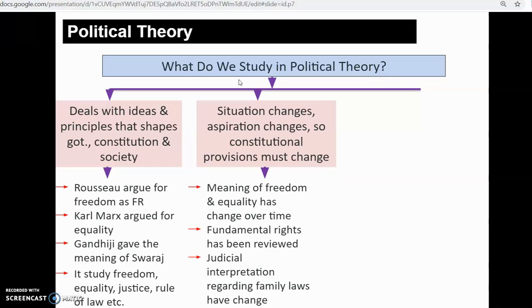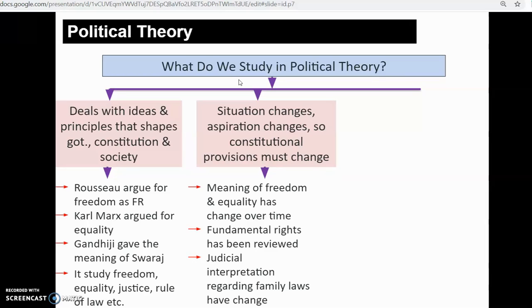Moreover, judicial interpretation regarding family laws has also changed. Initially, it was said that the personal life and the societal aspect have to be kept separate. But right now, when we start discussing the society in a more elaborative manner, there is a need for the institution to interfere in your personal matter and in your religious matter, right? When we read the chapter called secularism, we get more detail on this topic, right?